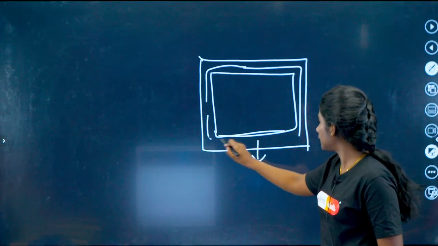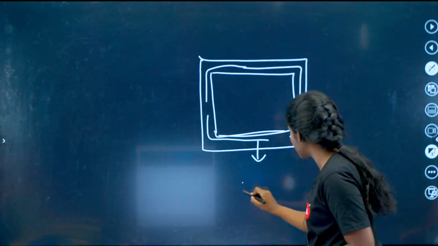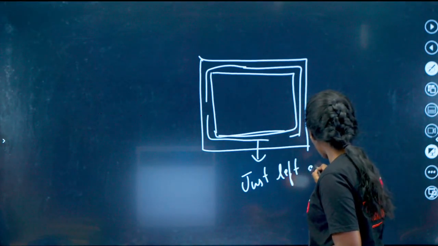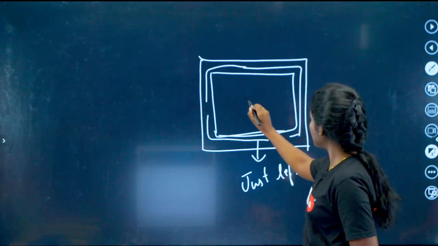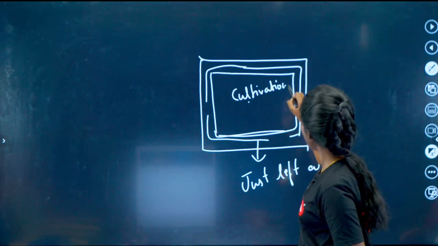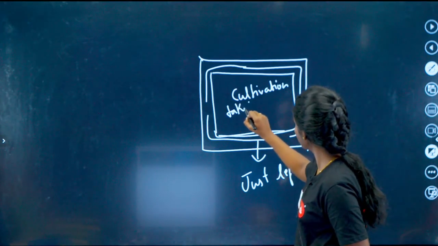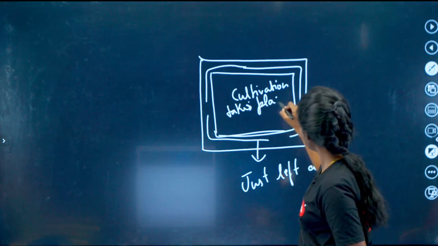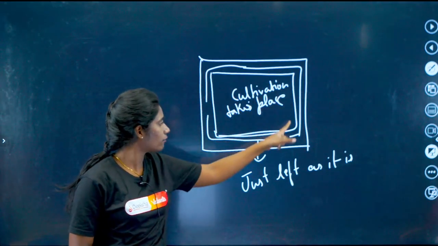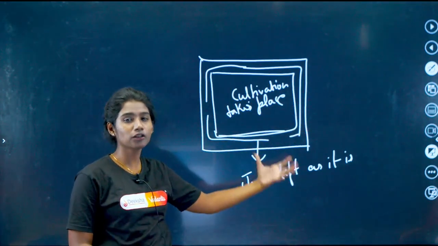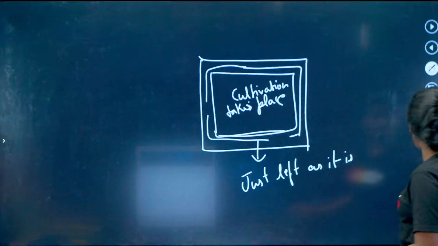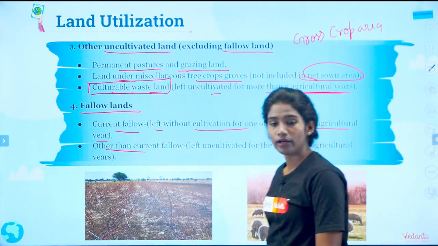But then this region is just left as it is, whereas in this region cultivation takes place. But then this region is also taken care of, right? So now this region where the crops are not sown, but the soil is taken care of, that region is called fallow land.